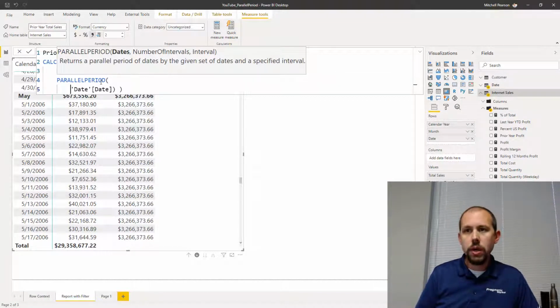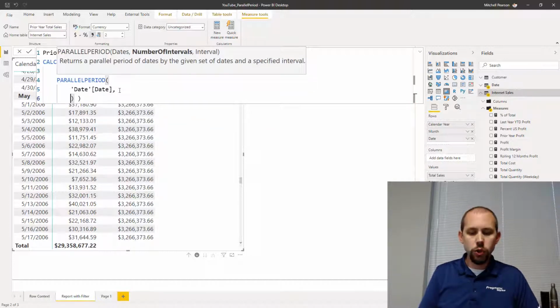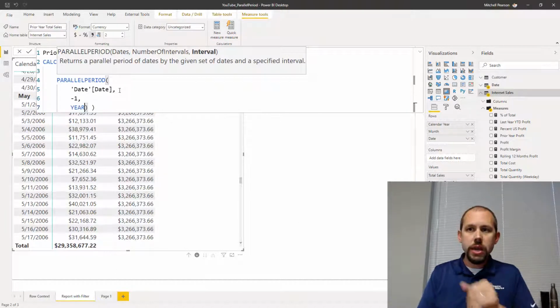And so we're going to do parallel period here. The first parameter is our date column from our date table. The second parameter is the number of intervals we want to go back. So I'll say -1. And then we'll do year.